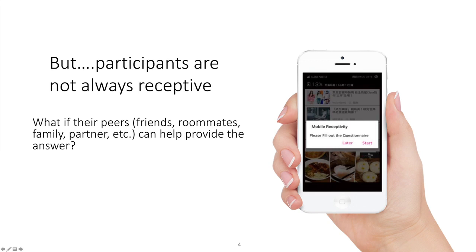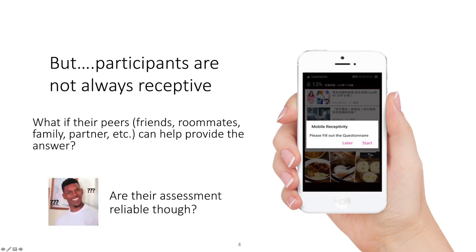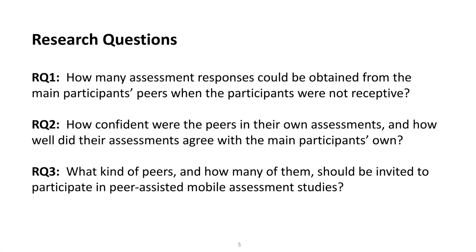But what's even more concerning is, if we're going to use this way, how do we know if the answer is reliable or not? So in this research, we're interested in exploring whether it is feasible to find peers to help answer mobile assessment questionnaires. So our first research question is how many assessment responses could be obtained from the main participants' peers when the participants were not receptive?